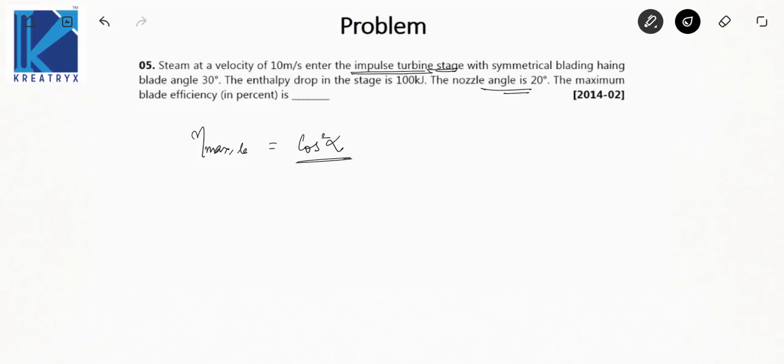You must have derived this formula while studying power plant engineering. It is cos square alpha, where alpha is the nozzle angle. Cos square 20 degree. I'm not going to derive this formula here. For the GATE exam, you learn this formula. That will be 0.833. In percentage, you have to fill, so fill 83.33 percentage. Okay, pretty simple question.